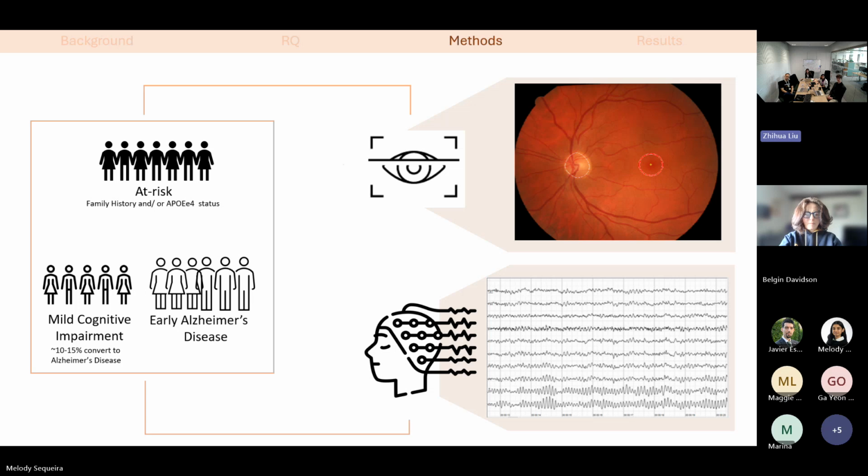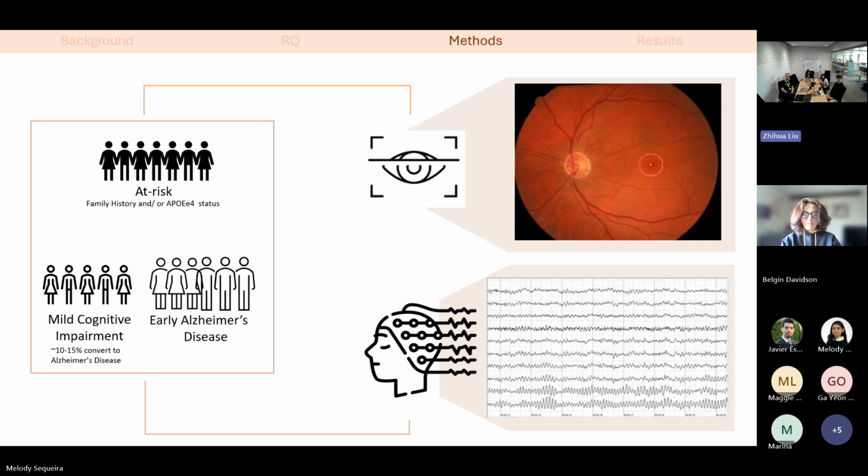And I look for these patterns in three different groups of people. The first one are individuals at risk that have family history or the APOE4 gene, which is quite influential in Alzheimer's disease. I then look at individuals that have mild cognitive impairment, which is this transition state between healthy aging and dementia, where about 10 to 15% of this population turn to having Alzheimer's disease.